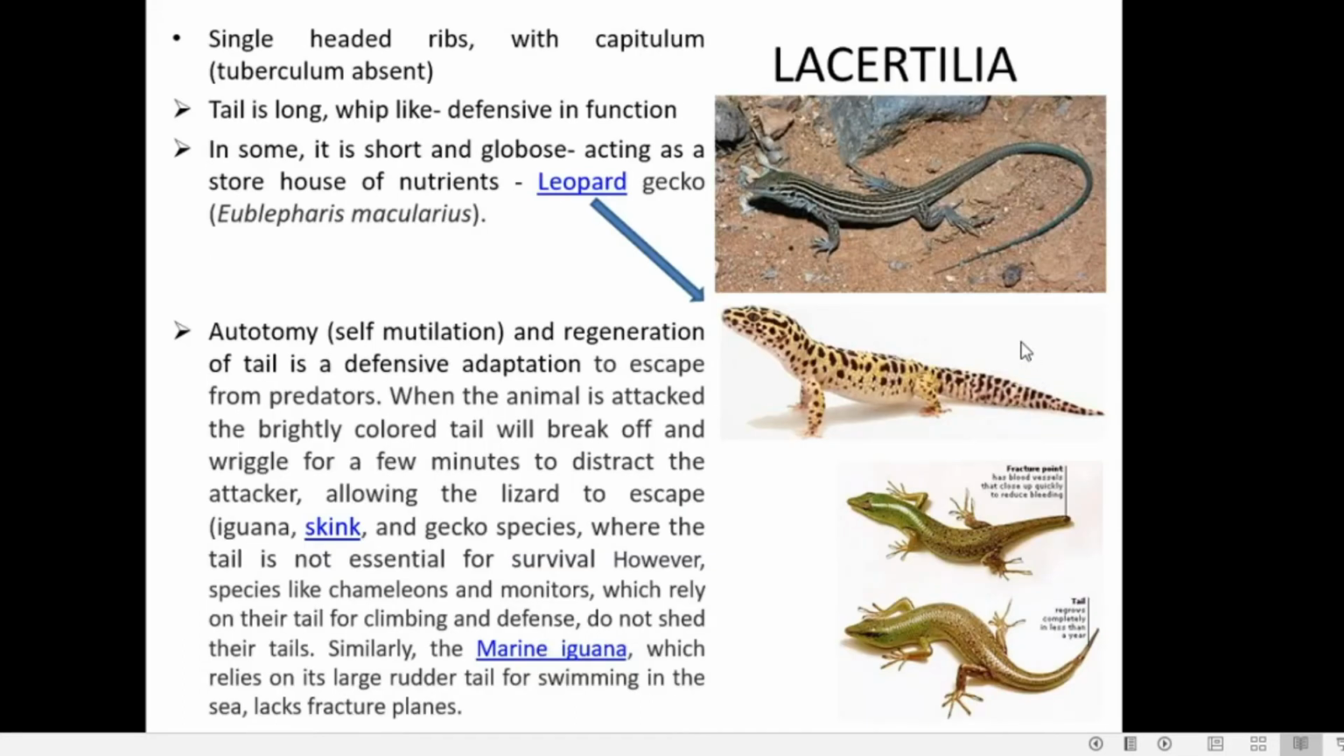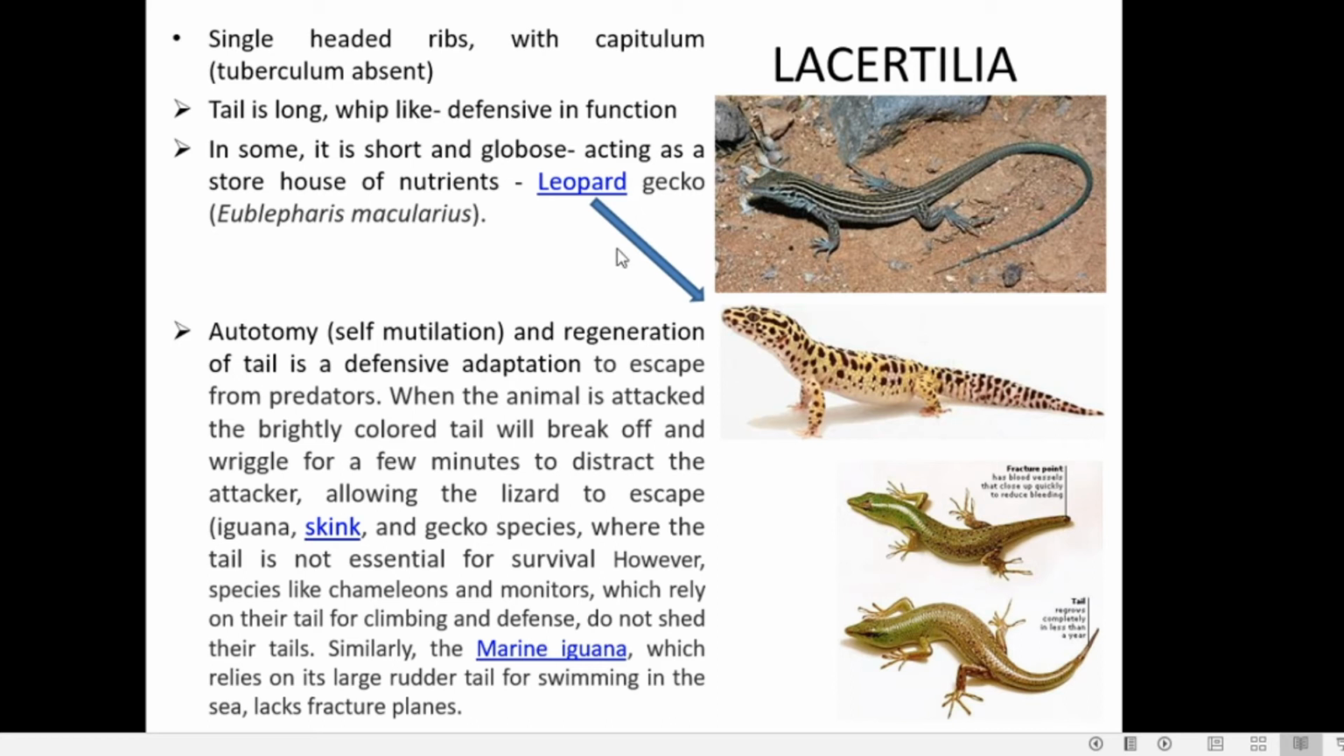Now, the subclass Lacertilia. This includes the lizards. So, what are the characteristic features of lizards? The ribs of lizards are single-headed with only capitulum, and the tuberculum is absent. Then, the tail of lizards is modified to subserve different types of functions. In certain lizards, the tail is long and whip-like, which is defensive in function, which will help in offending the prey or enemy or defending from other predators.